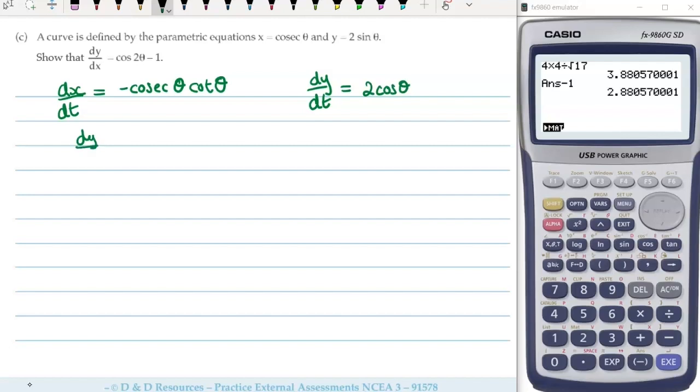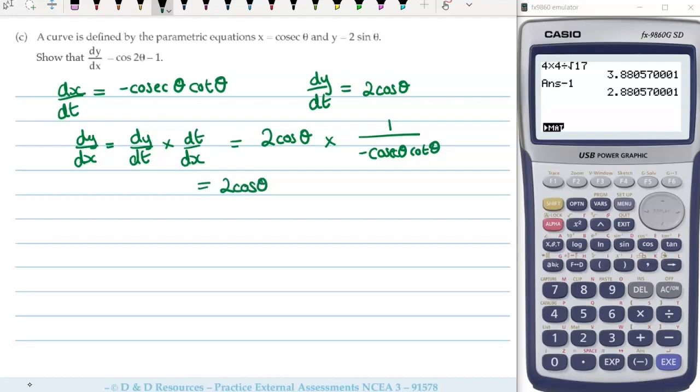So dy by dx is dy by dt times dt by dx. So dy by dt is 2 cos theta. dt by dx, that's going to be 1 over minus cosec theta cot theta. So let's tidy that up and see what we end up with. So we've got 2 cos theta.